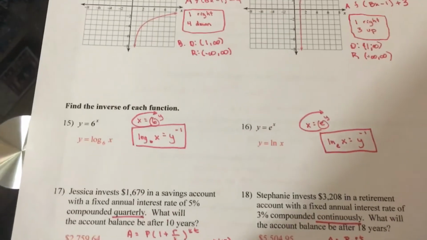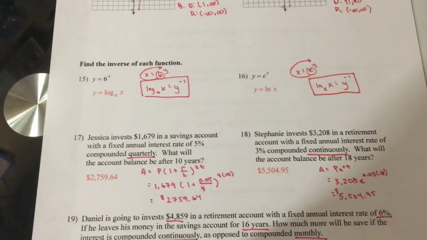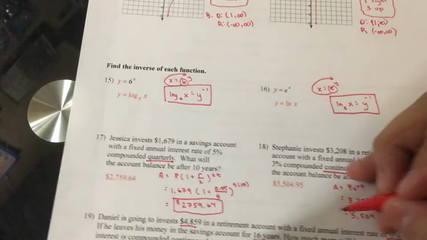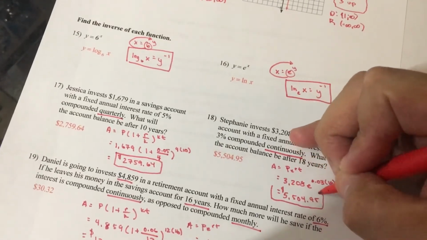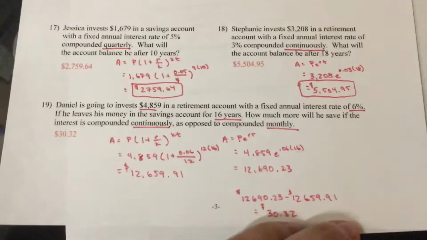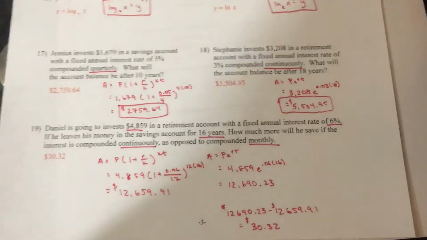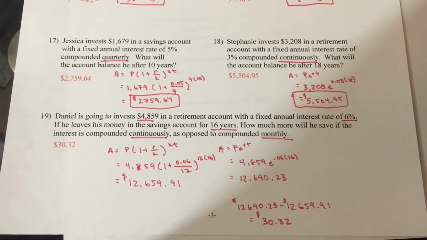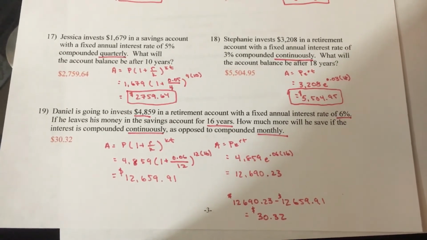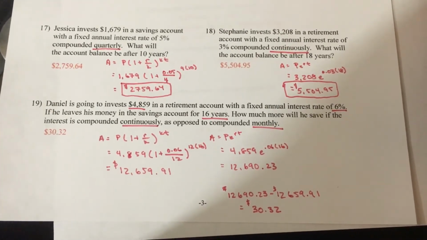Okay, so moving on. These are my answers here. Again, I didn't box them. Okay, and for the last one here, again, I said I would go through this with you all. So Daniel's going to invest $4,859 in a retirement account with a fixed annual interest of 6%. If he leaves his money in the account for 16 years, how much more will he save if the interest is compounded continuously as opposed to compounded monthly?